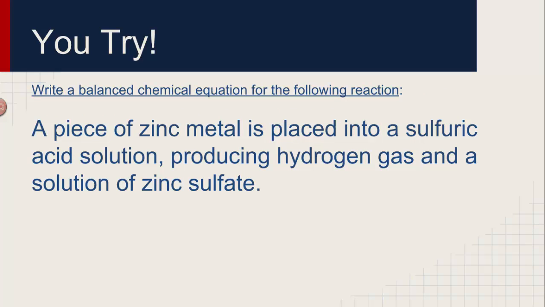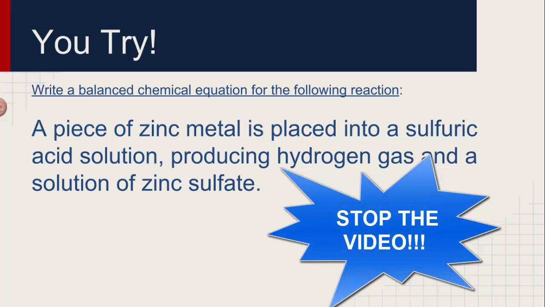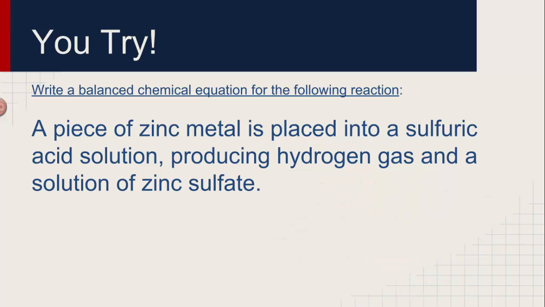Now you try. I want you to write a balanced chemical equation for this reaction. A piece of zinc metal placed into a sulfuric acid solution producing hydrogen gas and a solution of zinc sulfate. Stop the video and see if you can translate this into chemical formulas and symbols. Got it? Well, let's see how you did.